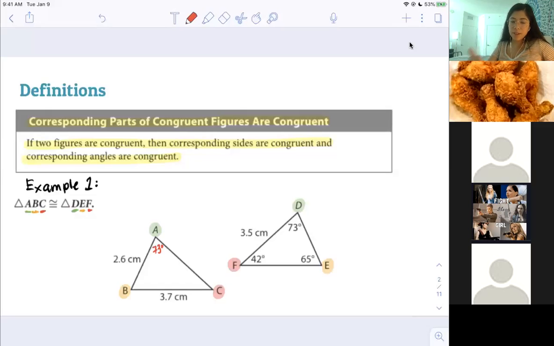65 degrees. Careful, angle C. What does that match up with? 42 degrees. There you go. And B is 65 degrees. Now you were telling us something else, Tyrone.